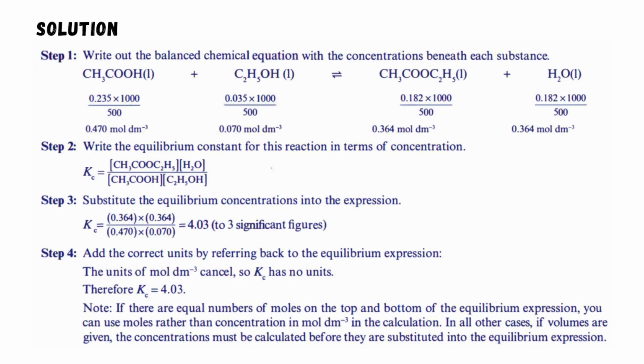And the solution is shown here. Step 1. Write out the balanced chemical equation with concentrations beneath each substance. Step 2. Write the equilibrium constant for this reaction in terms of concentration. Step 3. Substitute the equilibrium concentrations into the expression. Step 4. Add the correct units by referring back to the equilibrium expression.